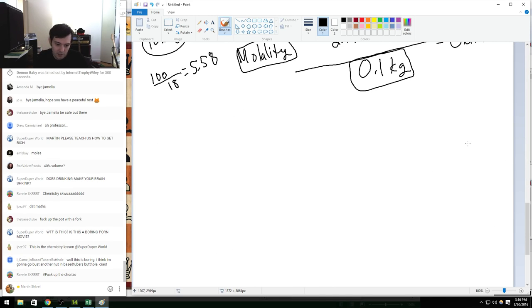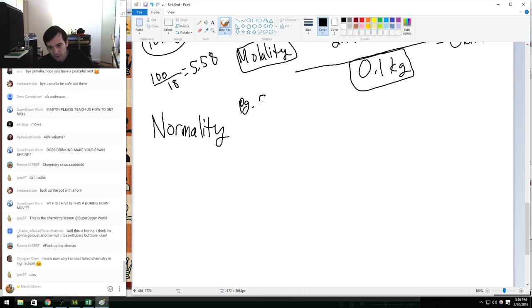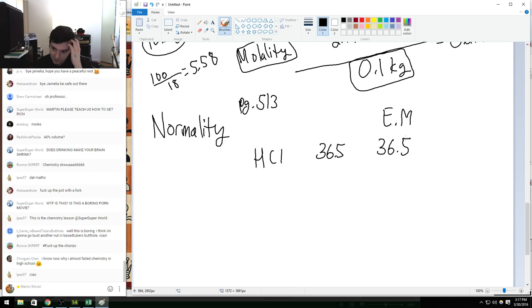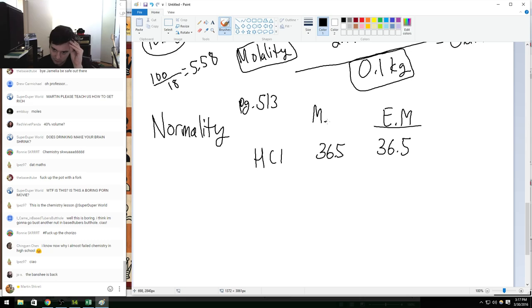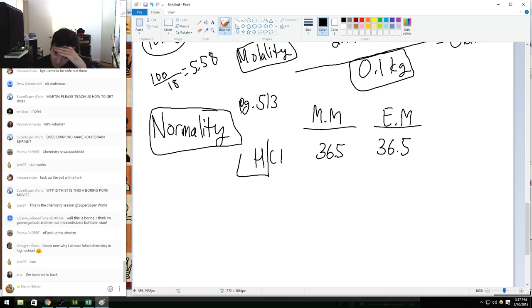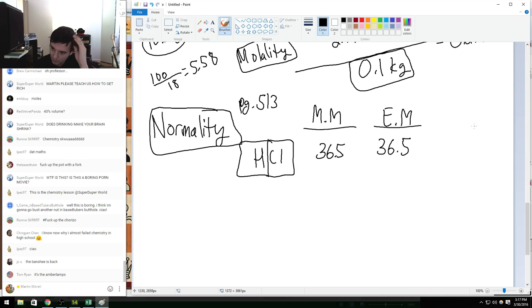Finally, I want to introduce you to this concept of normality. This is kind of a tricky concept. This is on page 513. Let's take a look at hydrochloric acid. The molar mass is 36.5 grams per mole. The equivalent mass is 36.5 grams. So what does that mean? Well, in normality, what we're focused on for acids and bases is how many protons it can donate. And so 1 molar here is 1 normal here.